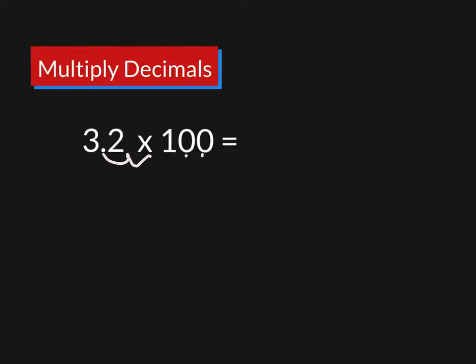Alright, so 3.2 times 100, we've got 3.2, and we're going to move the decimal 2 places. 1, 2, let's put a 0 in here to hold the place. The answer would be 320.